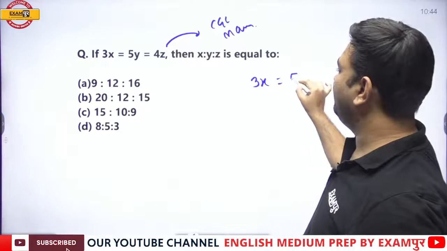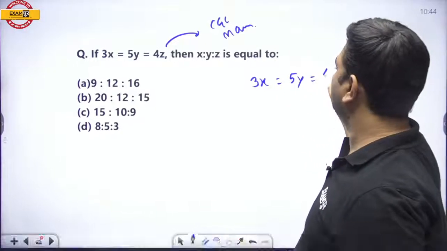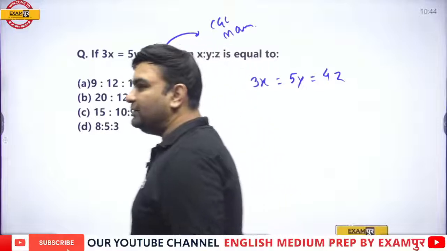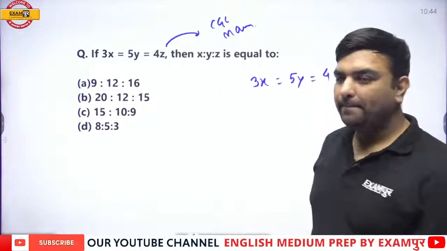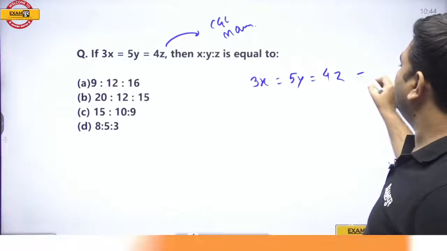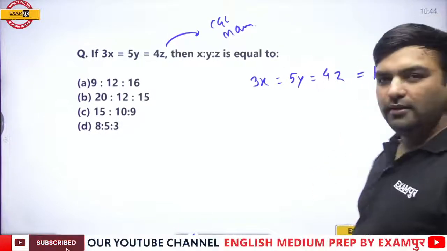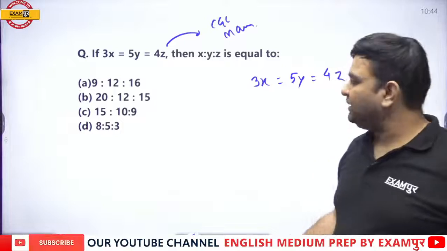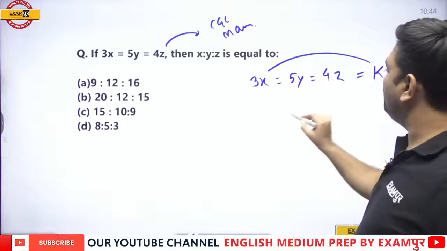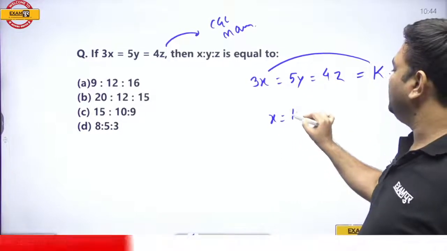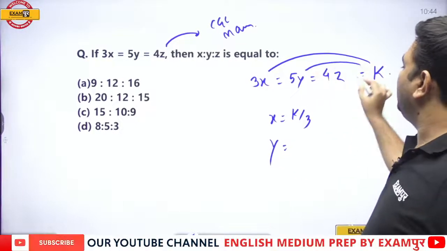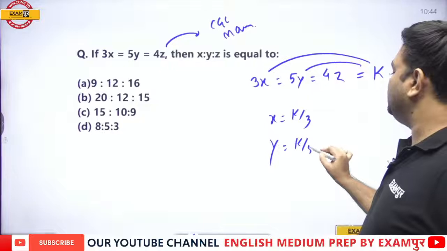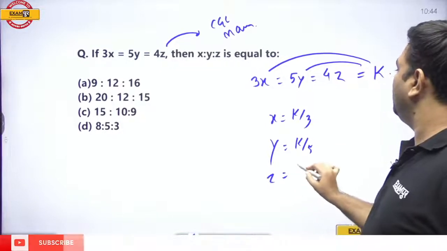3x is equal to 5y is equal to 4z. If you have done them in class 7th, you might remember that we try to assume it k. So x comes out to be k by 3, y comes out to be k by 5, and z comes out to be k by 4.